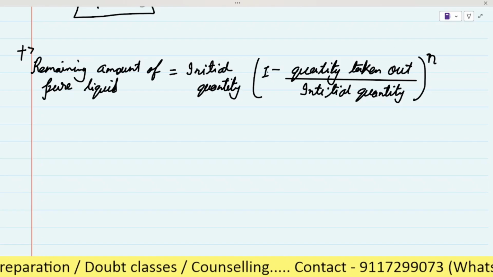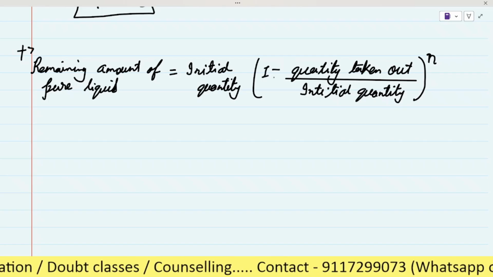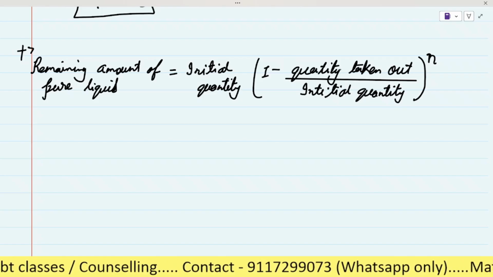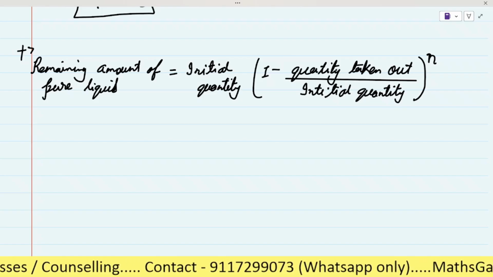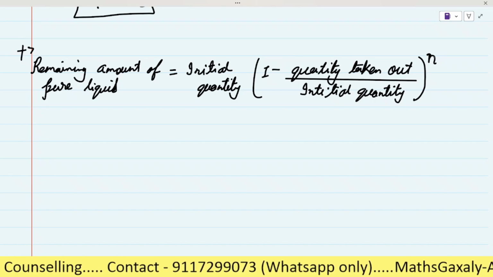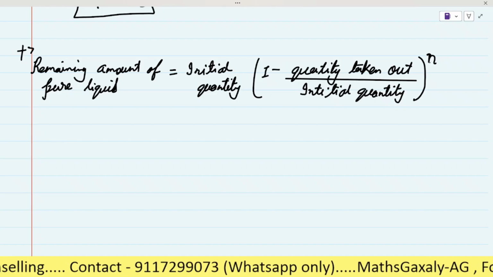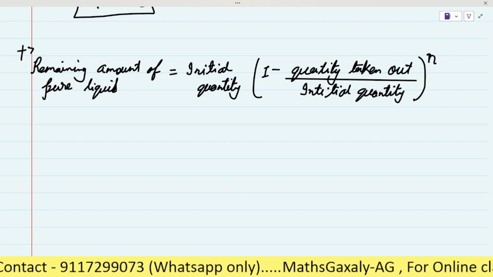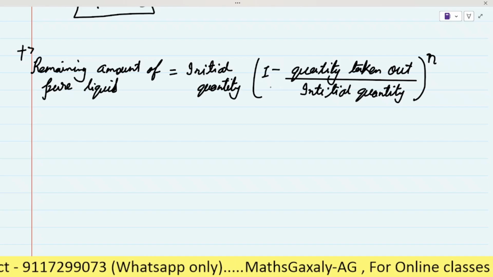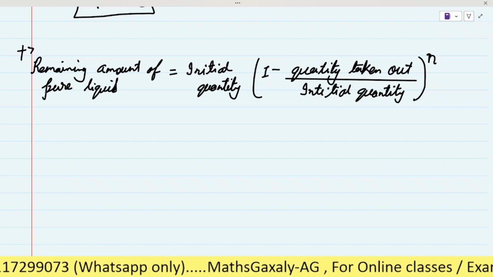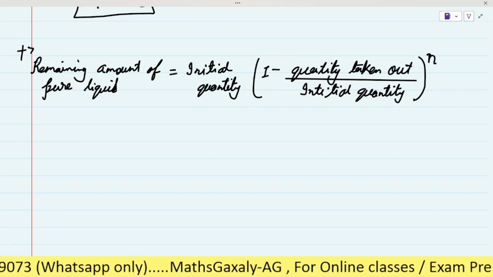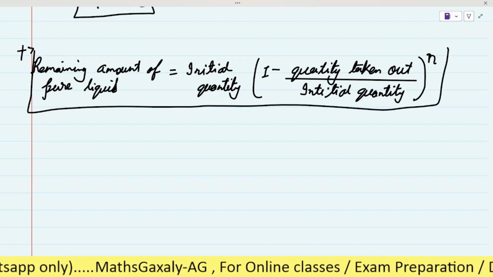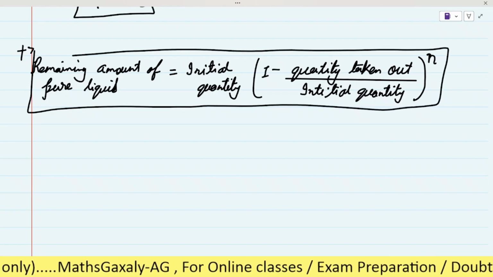With this value, we first solve 1 minus quantity taken out divided by initial quantity. On the resultant we do power n, and then multiply it by the initial quantity. The value we get will be the remaining amount of pure liquid in the mixture. So this is the formula, please note it down.